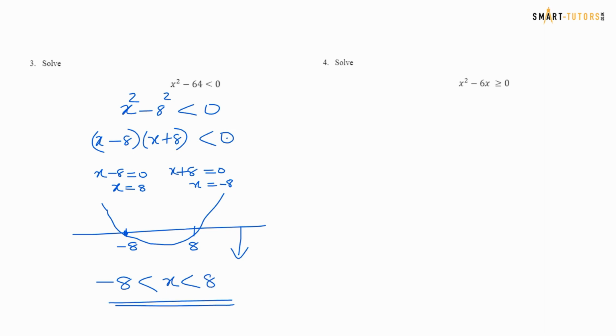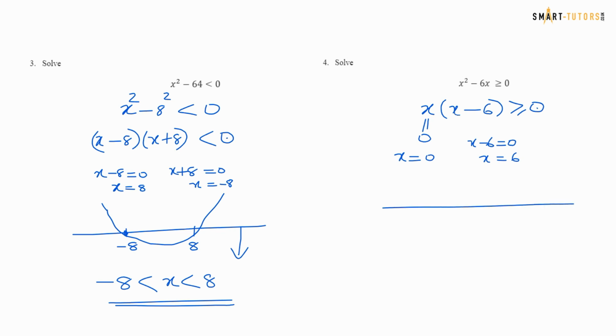Question number 4, x squared minus 6x is greater than 0. So I'm factorizing: x, x minus 6, greater than 0. Now in this one, x can be 0. X minus 6 can be 0, so x equal 6. So in the number line, 0 is one end, 6 is another end. So it's a quadratic graph again. Greater means above. Have a look at this one carefully.